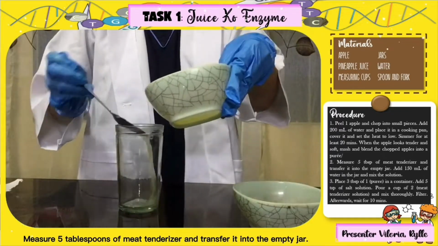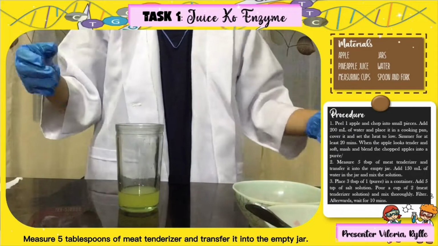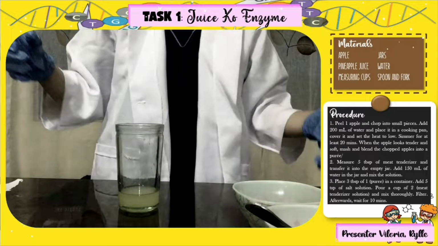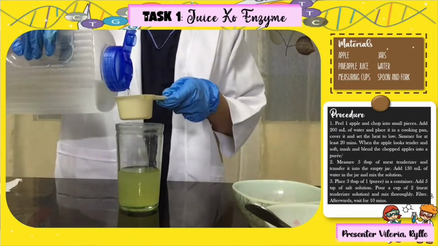Measure 5 tablespoons of meat tenderizer powder and transfer it into the empty jar. However, meat tenderizer powder is not available in our local market. That is why we are instructed to use pineapple juice instead. Add 150 ml of water in the jar and mix the solution.